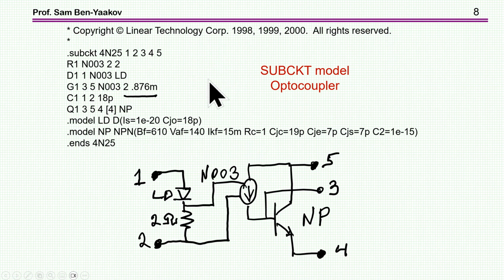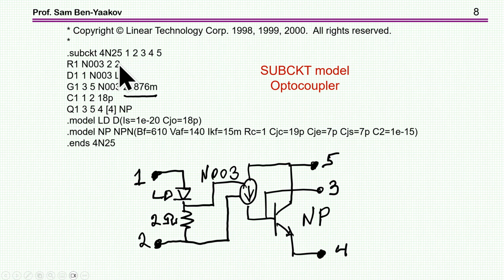And here I'm showing a subcircuit. This particular subcircuit is of an optocoupler. So we see that it starts here with the subcircuit. This is the name of the device, 4N25. And these are actually the terminals, okay? Here they are, 1, 2, 3, 4, 5. These are the interconnections between this subcircuit and the outer part of the circuit.